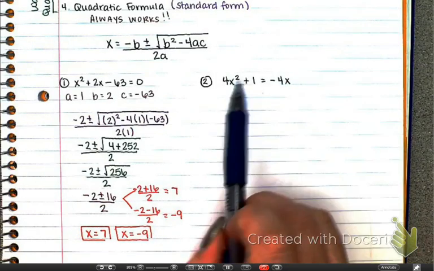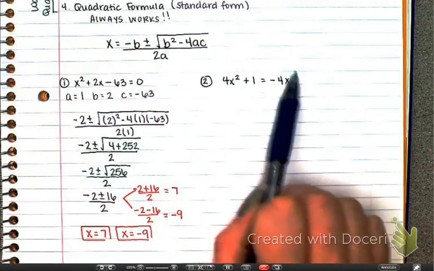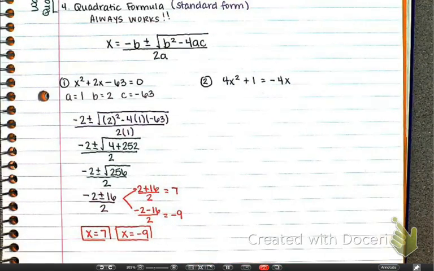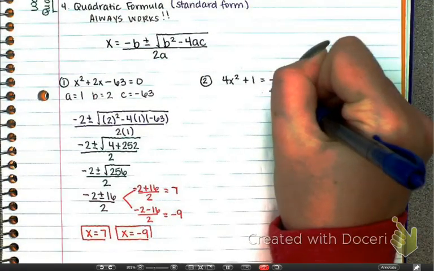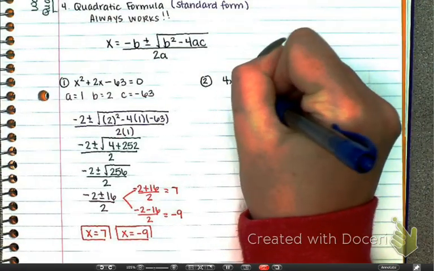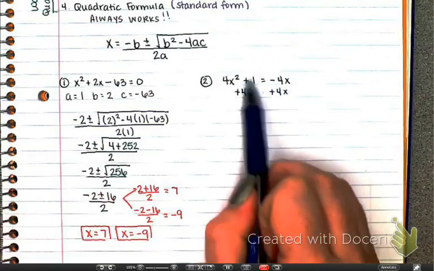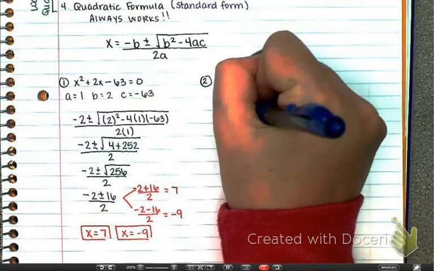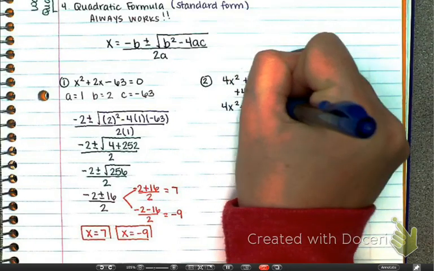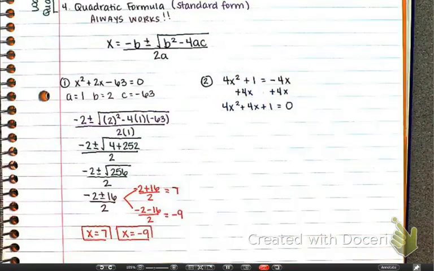First things first, are we in standard form? Okay, do I have ax squared plus bx plus c? Or really, is my equation set equal to 0? And hopefully you're answering no. So I'm going to start by adding 4x to both sides. Now I can't combine anything here, so I'm just going to rewrite it. So 4x squared plus 4x plus 1 equals 0.